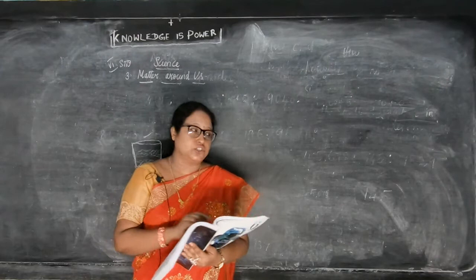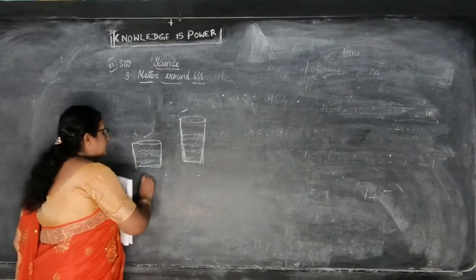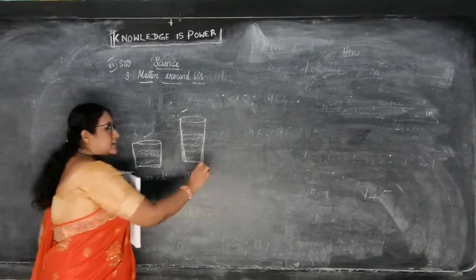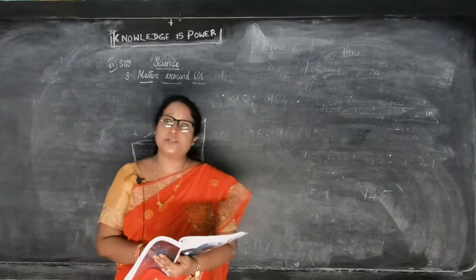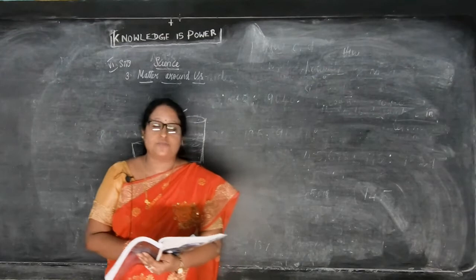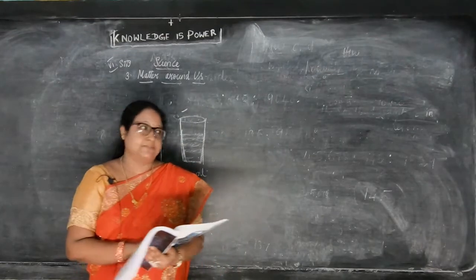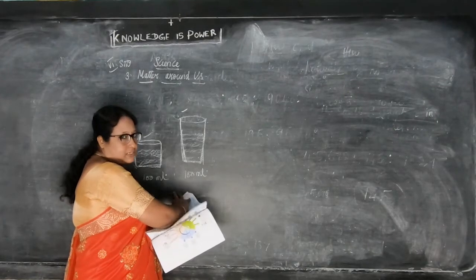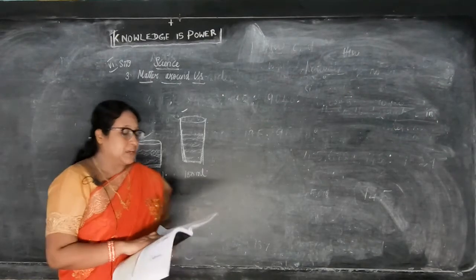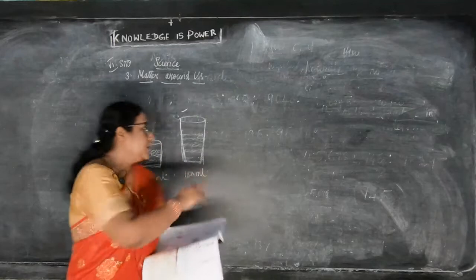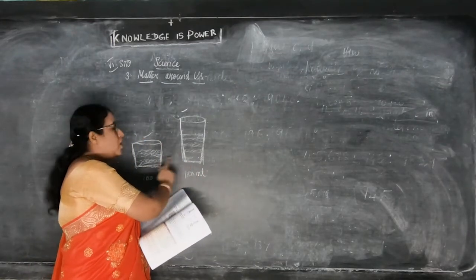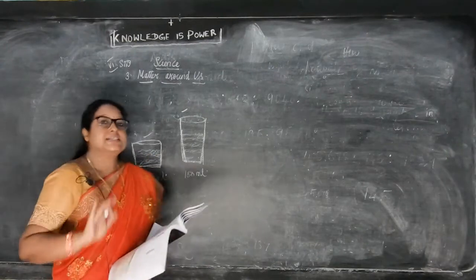The amount of juice is the same in both glasses. That is 100 ml only that we are taking in both. So the amount is the same, and the volume of the liquid remains the same. The volume is the amount that we are pouring in the glass, that is 100 ml of juice. Whether we pour it in the large or the small container, the volume is the same.